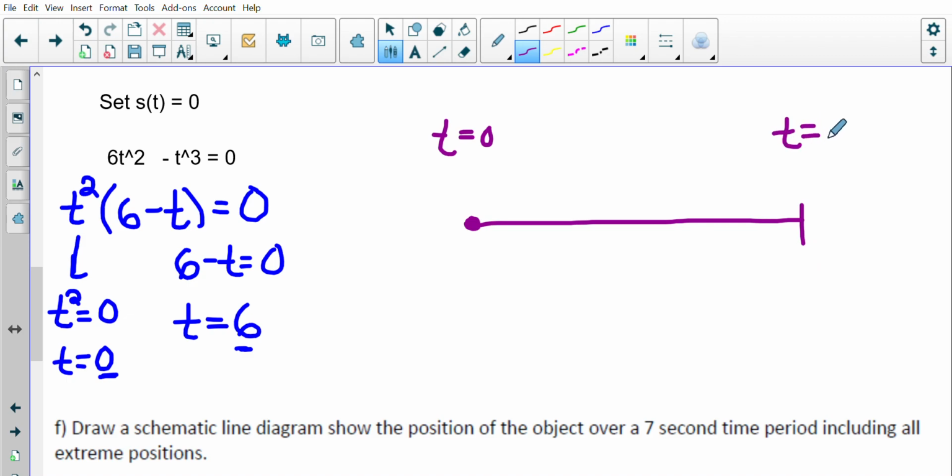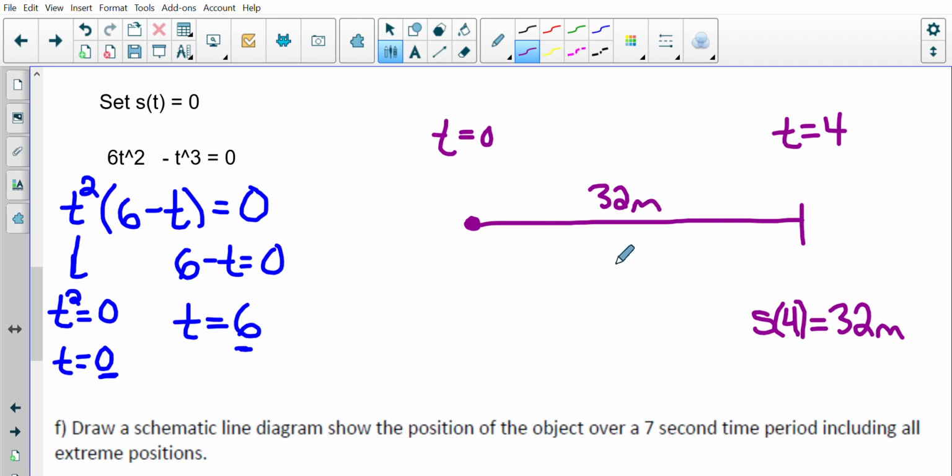Now, how far did it get distance-wise? I don't know, but I'm going to substitute that into my original function, s of 4, and I'm going to solve that. So see how far it went. Let's see here. I got my original function there of 6t squared minus t cubed, and when I sub in 4, I get 32 meters. So that's a 32-meter distance.